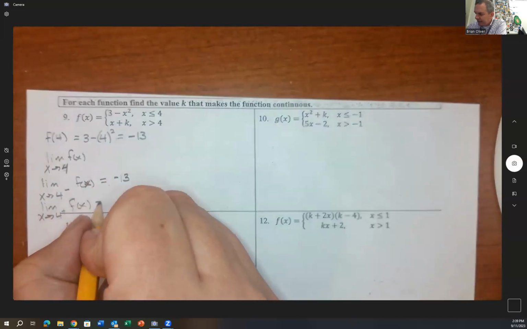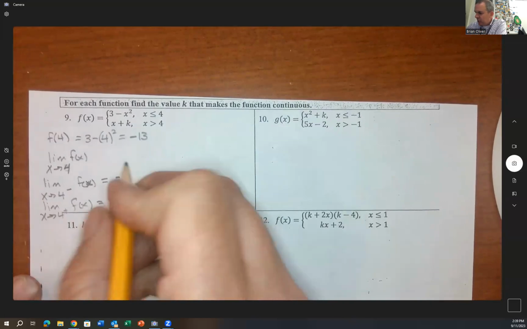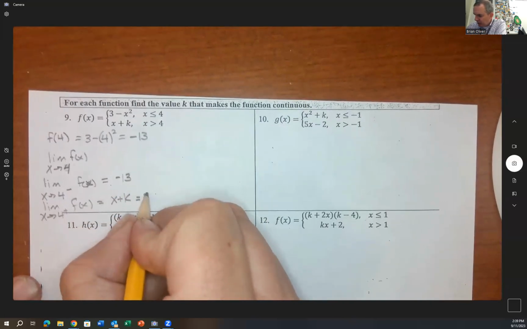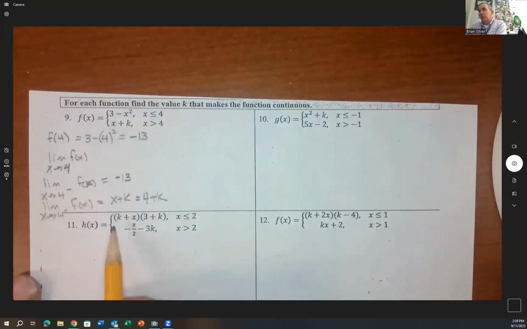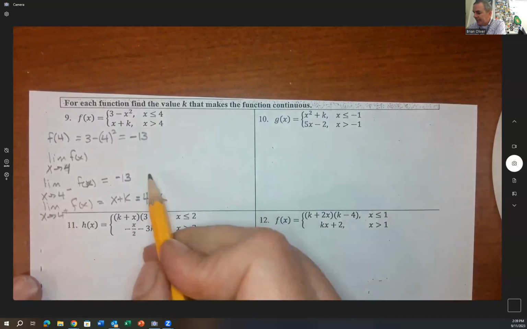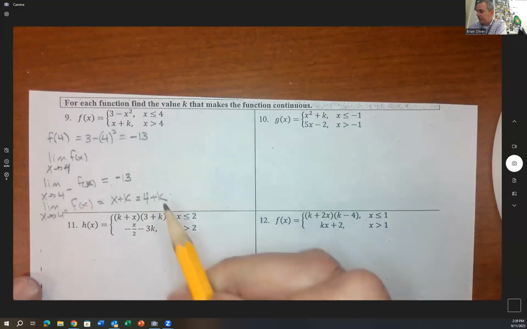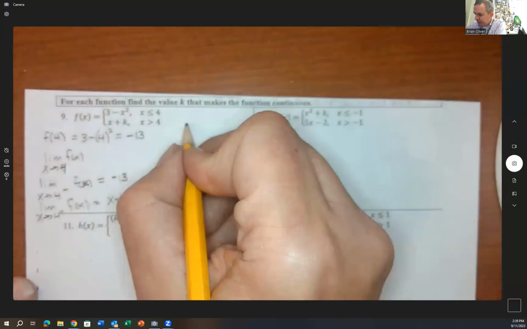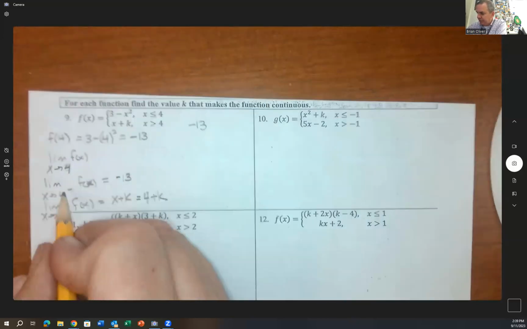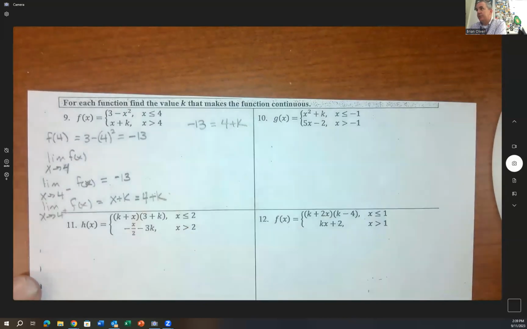And from the right, we're going to plug in x plus k. So in this case, we're going to say that this guy is 4 plus k, because we're plugging in 4 for x. Now, for this to be continuous, these two things have to equal one another. That will make the limit exist. So what I'm going to do is set negative 13, which is x from the left, equal to 4 plus k, which is x from the right.